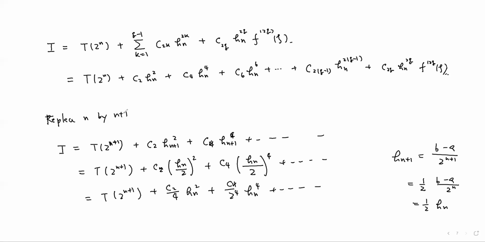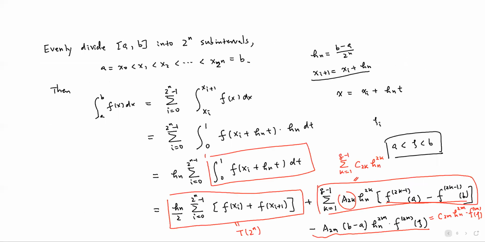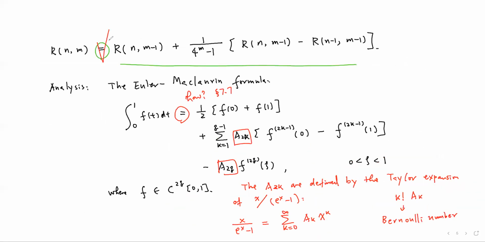Now, similar to Richardson extrapolation, we can take 4 times this formula. Let me call it formula 2; this one is formula 1. So 4 times 2 minus 1. Then we can cancel this term. This is the rationale behind the Romberg equation.